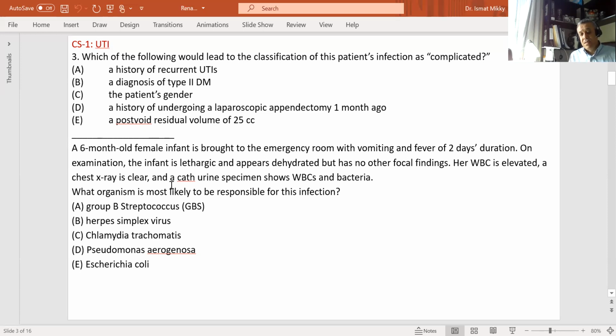The history of recent surgery does not correlate with the development of a complicated UTI, unless the surgical procedure resulted in the creation of some anatomic abnormalities or changes in the renal system, which would increase the risk of infection. An example of this would be strictures or adhesions that resulted from the surgery, then that becomes complicated.